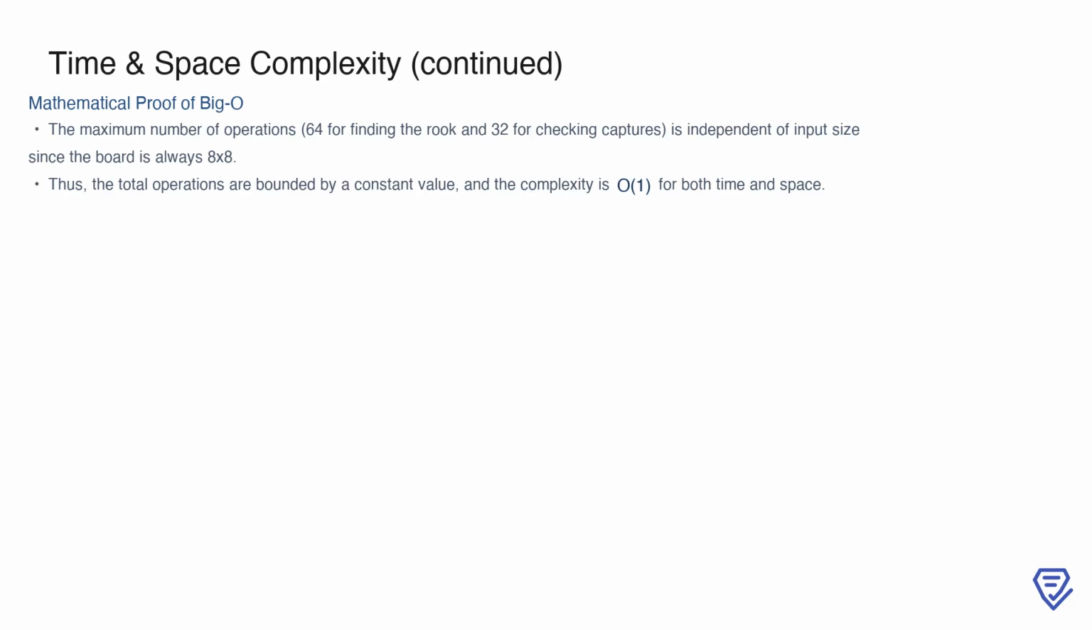Finally, let's solidify our understanding with a mathematical confirmation of the big O complexity. The maximum number of operations, 64 for locating the rook and 32 for checking captures in 4 directions, remains constant because the chessboard size is fixed at 8 by 8. These operations are independent of any external input size, as the problem constraints ensure the input dimensions are always the same. Therefore, the total number of operations is bounded by a constant value. This guarantees that both the time complexity and space complexity of the solution are O(1), confirming the algorithm's efficiency.